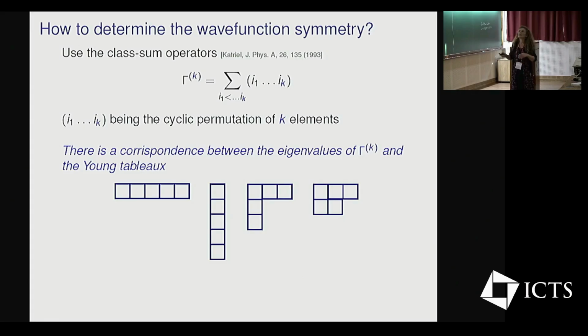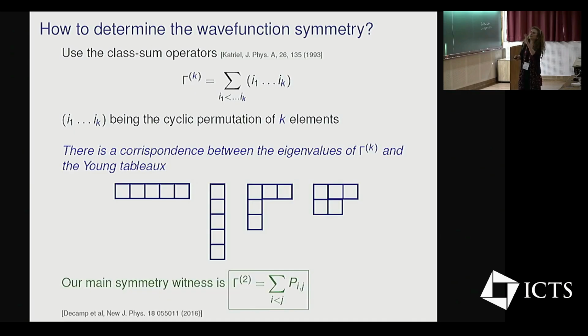And these are more exotic symmetries in which we have some particles that have symmetric exchange and some that have antisymmetric exchange. Nevertheless, if you have a small number of particles, the Gamma 2 is good enough to label your state, and the Gamma 2 is the sum of all possible permutations. So this is our main symmetry witness, and once we have a many-body wave function, we are able to check to which Young tableau this solution belongs. So we are able to check the symmetry.